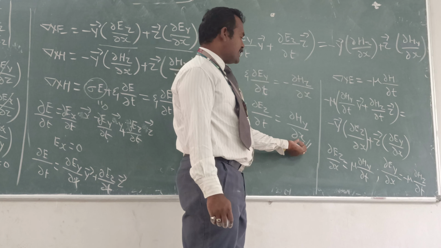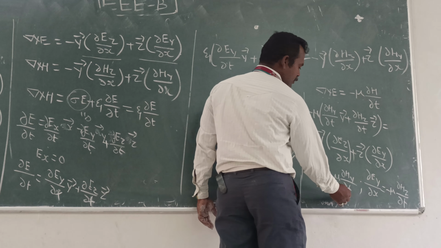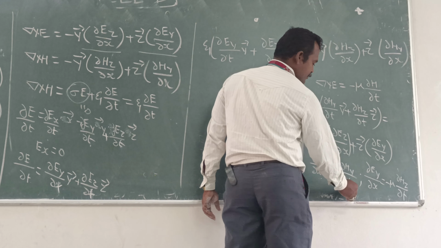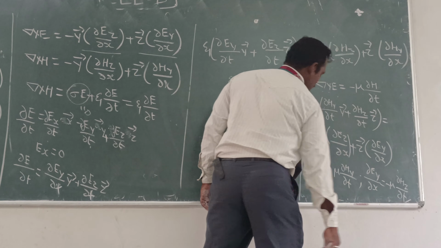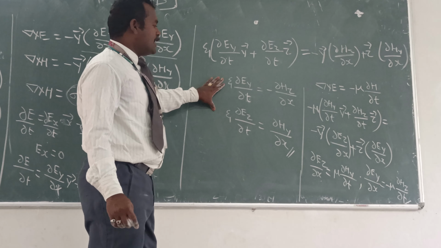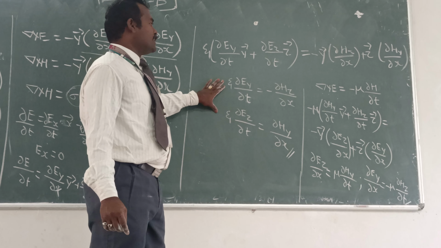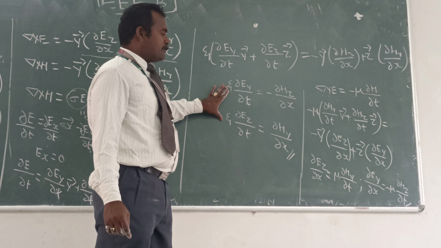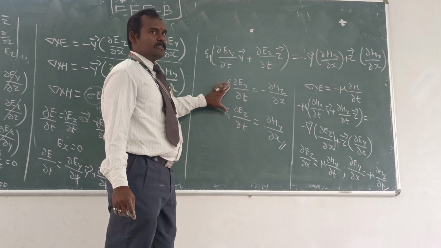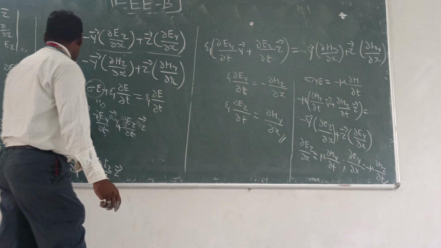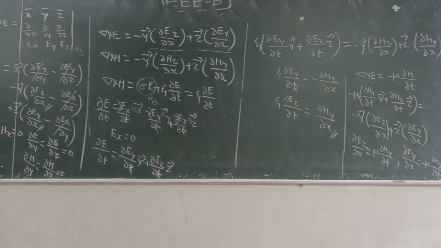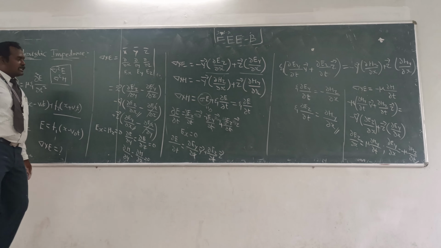As I already simplified the same thing, you can simplify both the z vector as well as the y vector, and finally obtain the resultant value: dou Ez by dou x should be equal to minus mu into dou hy by dou t. Similarly, you can find it for all the cases. So it means that in terms of permeability you find two expressions, and in terms of permittivity you find two expressions from the first function. Similarly, you can consider the second function, which we will derive now.